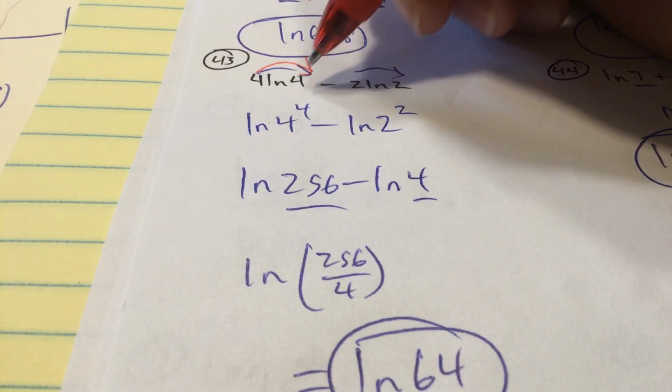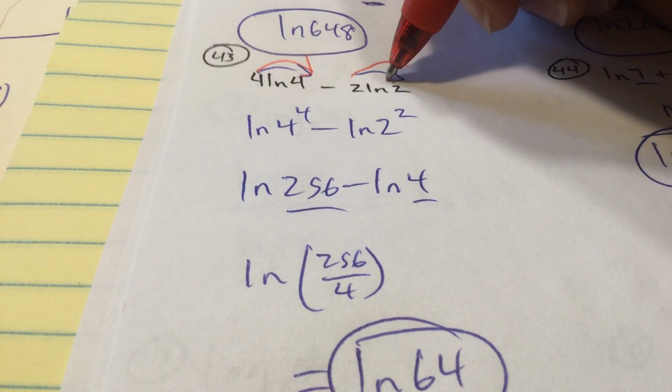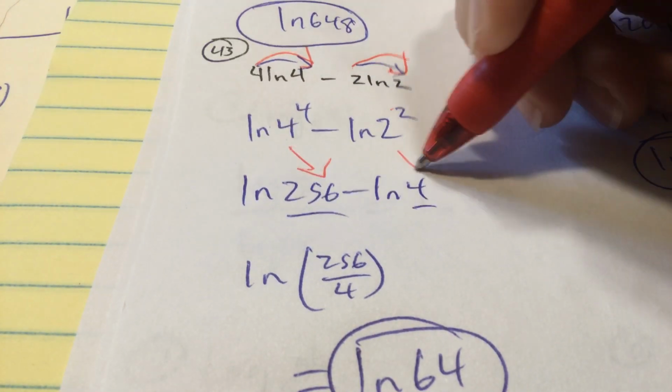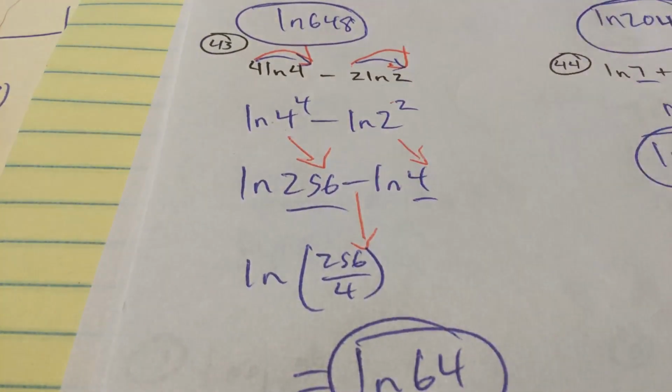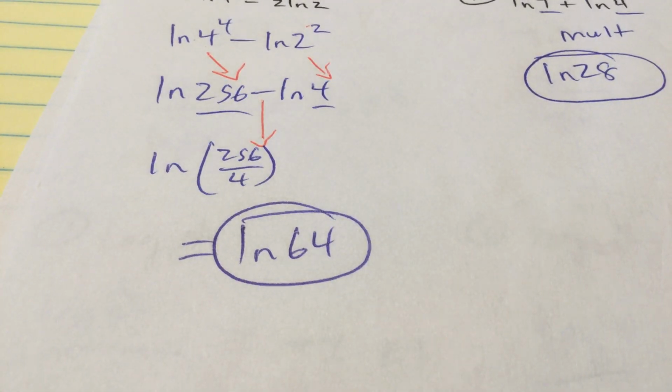Number on the outside means it was an exponent. Natural log of 4 to the fourth minus natural log of 2 squared. 4 to the fourth is 256. 2 squared is 4. In the log world, subtraction means division. Natural log of 256 over 4 is natural log of 64.